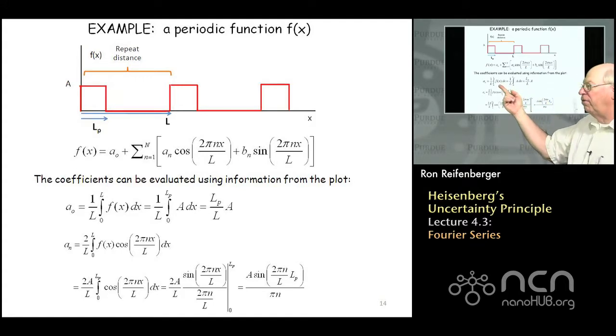So all these coefficients are determined by integrating over the repeat distance from 0 to L. And in this case, this integral can be simplified further because there's a large region of this function where it has the value equal to 0. So in fact, over this entire range of the integral from 0 to L, there's only a small region, L sub p, where the function is non-zero. So that immediately allows you to rewrite the integral and express the limits from 0 to L sub p.